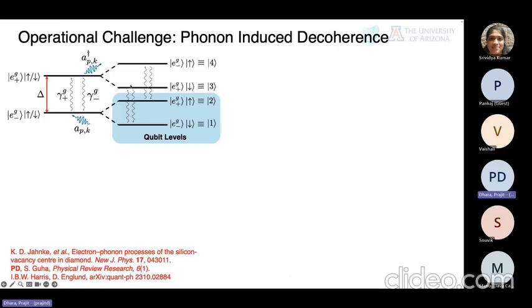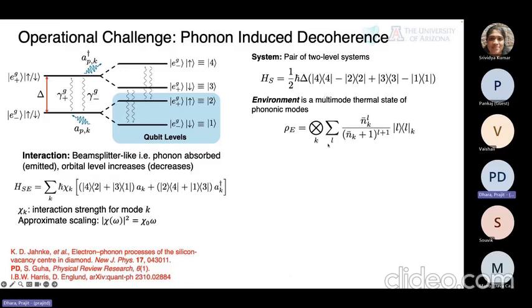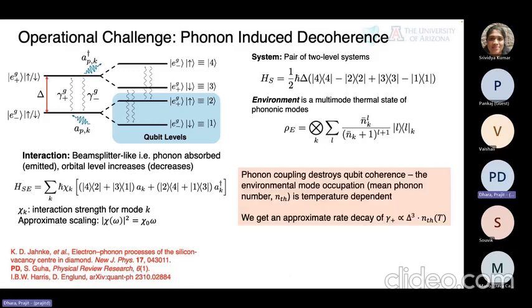So between those lower manifold levels, you have phonon coupling going up and down here, where the interaction is very similar to a pair of two-level systems interacting with a multimode thermal state bath, because of which you have phonons completely scrambling your phase information over time, and you have to essentially operate the system at extremely low temperatures to begin with.